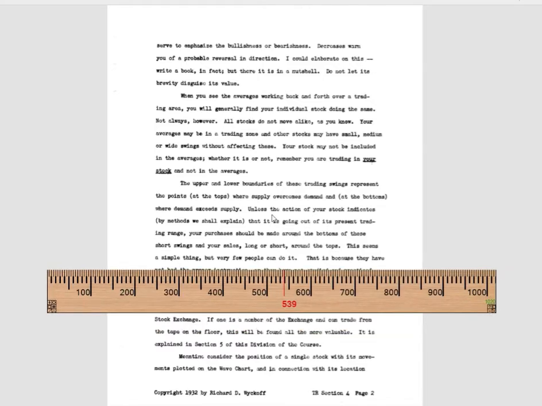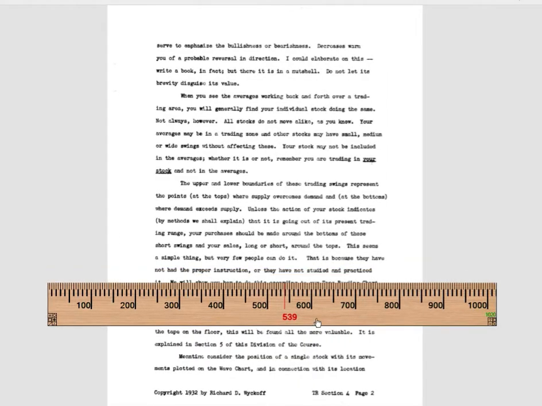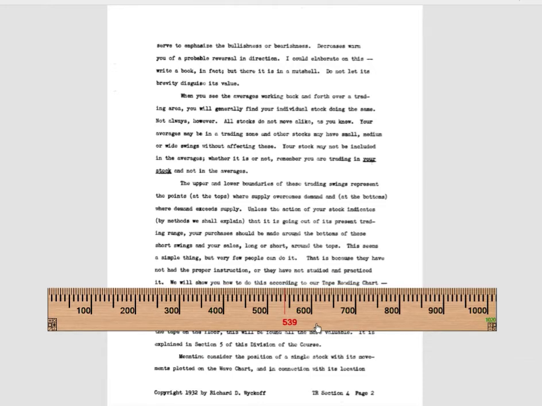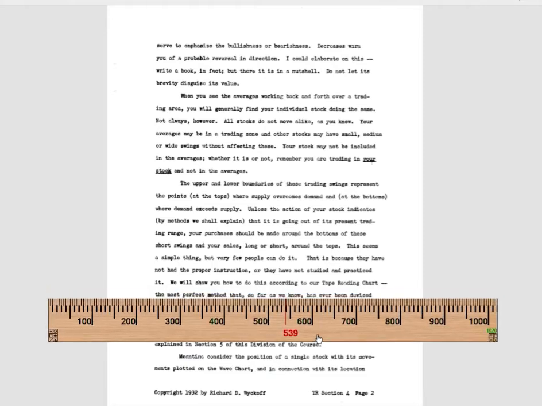Here's an important thing that he says. Your purchases should be made around the bottoms and around the tops, obviously near support and resistance. It doesn't have to be a spring or upthrust. It could be a test, because the test is around it. This seems a simple thing, but very few people can do it. That's because they don't have the proper instruction, or they have not studied and practiced it. We will show you how to do this according to our tape reading chart.